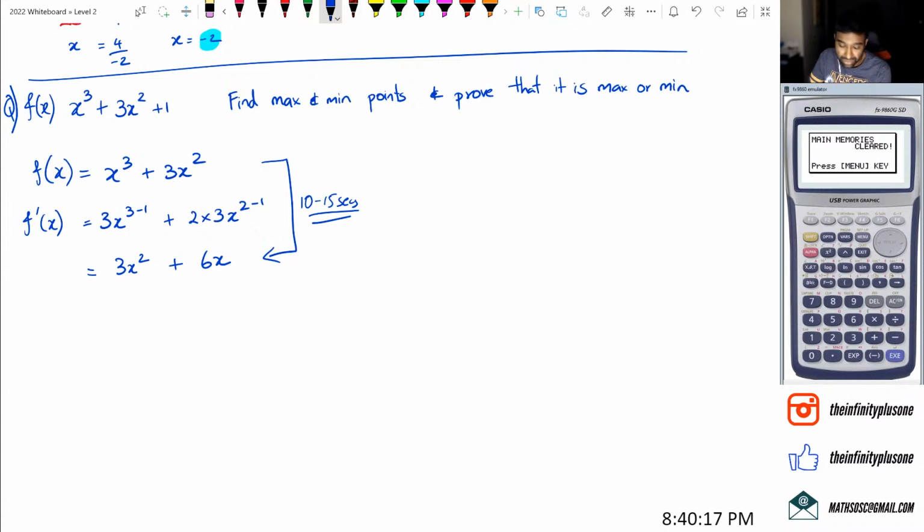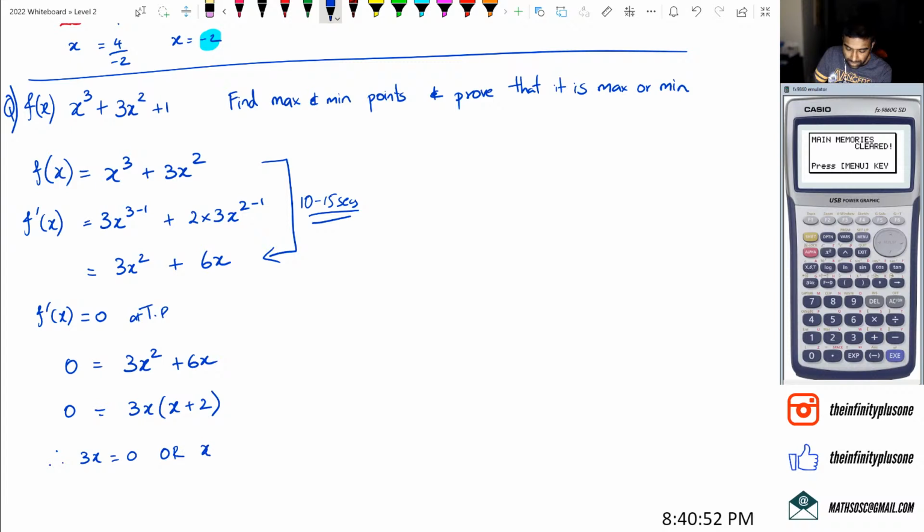So the next point is we want to know what's happening at the turning point. Remember, at the turning point, the gradient is equal to 0. So you might say, at TP, f dash of x equals 0. So we put down 0 is equal to 3x squared plus 6x. Then we factorize out 3x, and we get 3x times x plus 2. So at this point, we have 3x equals 0, or x plus 2 equals 0. So our first turning point is when x equals 0.